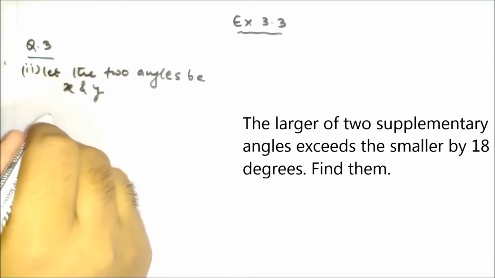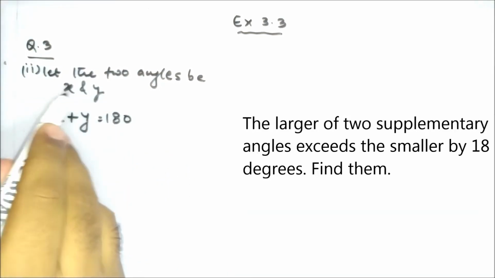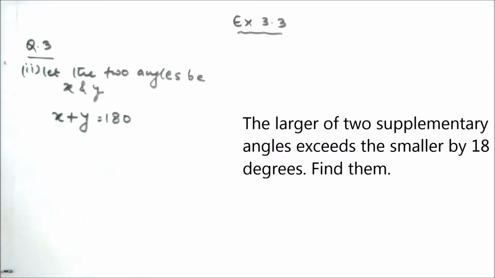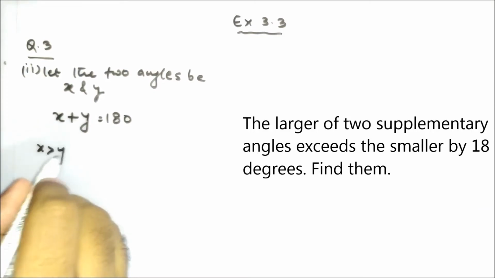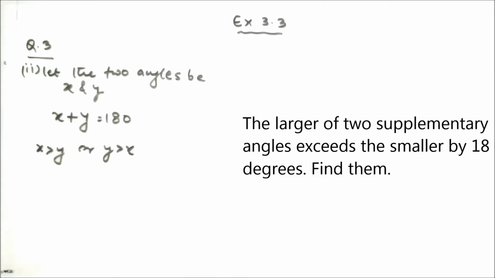Supplementary means what? x plus y is equal to 180. When both the angles sum up to 180, then only we can say that both the angles are supplementary angles. Now it is saying that the larger of the two supplementary angles exceeds the smaller by 18. Now you can take either x is greater than y or y is greater than x. Both are okay. Both are correct.